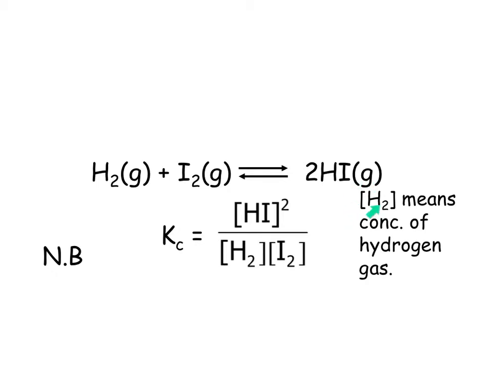The square bracket around the H2 means the concentration of hydrogen gas. The square bracket, the concentration of hydrogen iodide gas. The square bracket, the concentration of iodine gas.